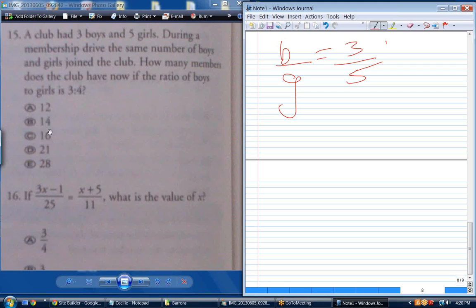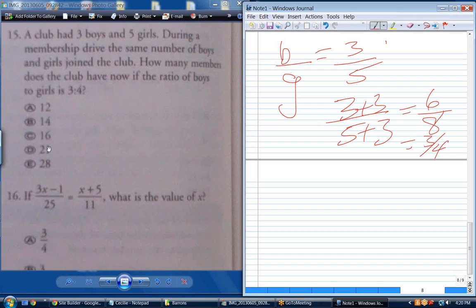So if we back solve this and we assume 14, then 6 members joined, right? 3 of each. Okay, so the new ratio would be 3 plus 3 over 5 plus 3. It would be 6 over 8, which can be 3 over 4. So our first guess worked. I'm not sure we would have known which way to go.